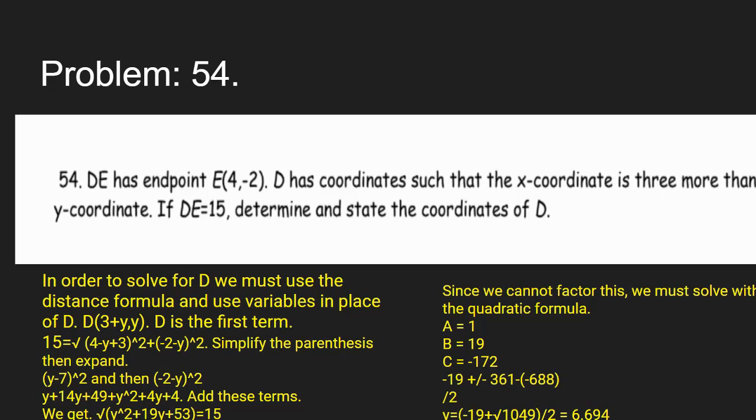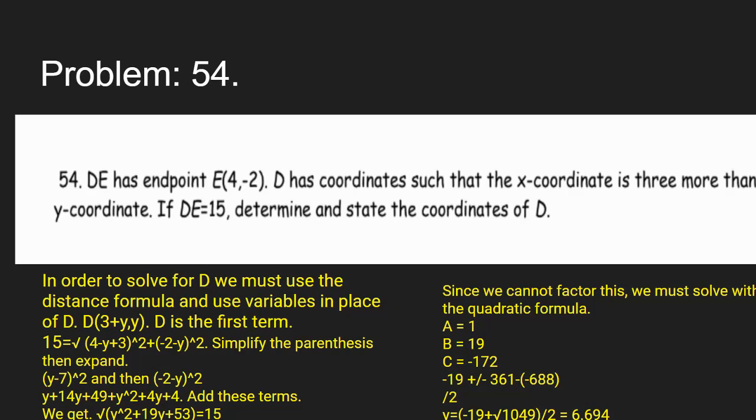Since we cannot factor this, we just have to solve it with the quadratic formula. Now a is equal to 1, b is equal to 19, and c is equal to negative 172, because 1 is in front of y squared, 19 is in front of y, and negative 172 is the constant. After that, we get negative 19 plus or minus the square root of 361 minus (negative 688), all over 2. After we simplify all that, we get y is equal to negative 19 plus or minus the square root of 1049, divided by 2, which gives us two answers, right?